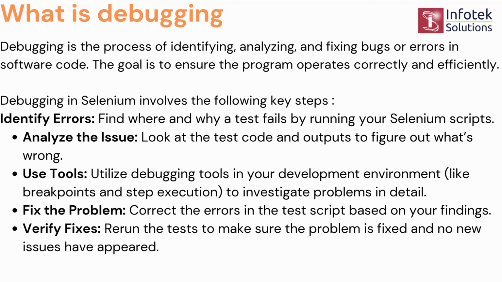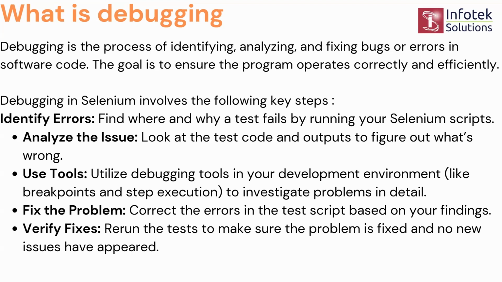Use tools. Utilize debugging tools in your development environment, like breakpoints and step execution, to investigate the problems in detail. So if you have a code of 50 lines, 40 lines of code, you have to put certain breakpoints. You have to stop the execution at a certain point just to break the code part by part. When you break the code part by part, you start getting the flow of the code, start analyzing the problems, and it becomes easy to fix them.